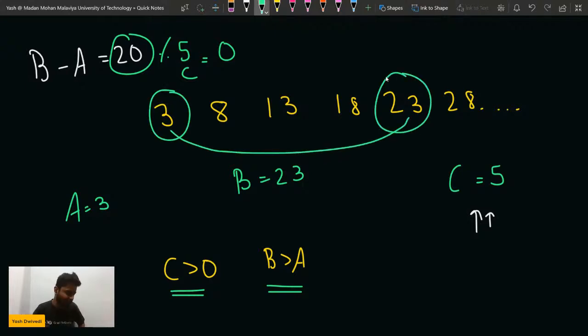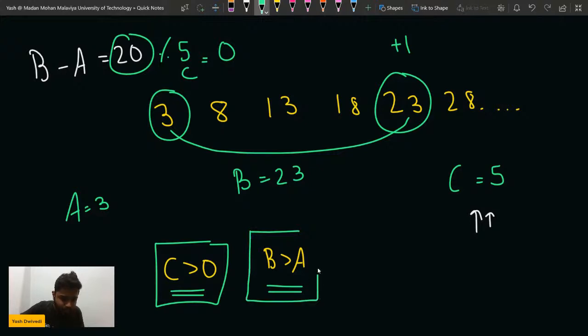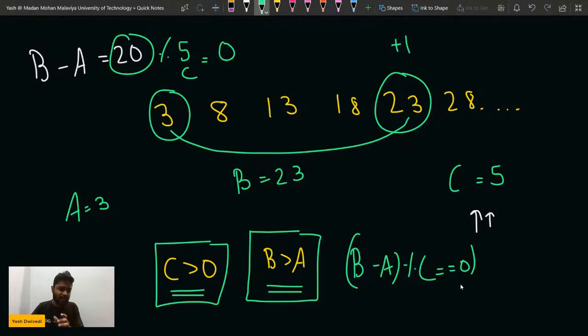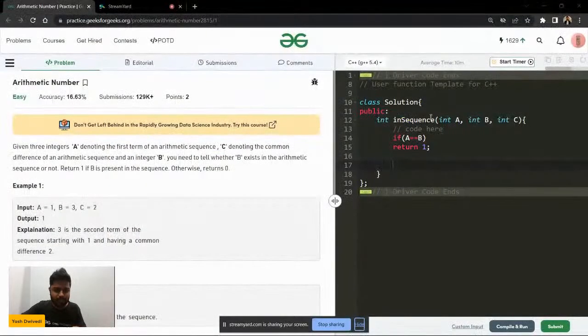Is that clear to everyone? Please give me a +1 if this point is clear. If my common difference is greater than 0, then the term b that I'm looking for will be greater than a, the starting term, and if b minus a is divisible by the common difference, then I will return true. Is that clear? Okay, Abhishek is clear with this. What about Rishit? What about others? If others are also clear, guys, please hit the like button if you're clear till now. A lot of people are watching us.